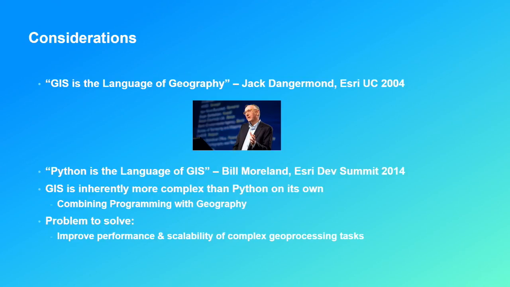GIS is the language of geography, profound words from Jack from UC 2004. Our lead developer, Bill Moreland, also quoted, Python is the language of GIS. So we do understand that GIS is inherently more complex than Python itself, as we are dealing with spatial data, projections, etc. So what's the problem that we're trying to solve today? The overall broad problem we're trying to solve is to improve performance and scalability of complex geoprocessing tasks, be it raster or vector analysis.